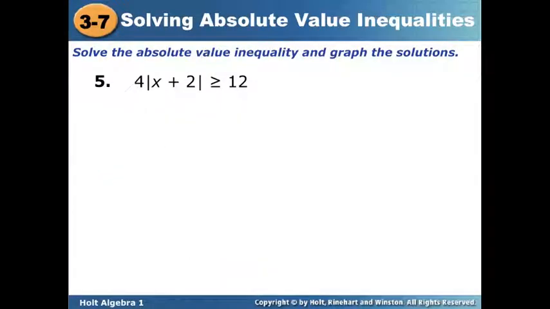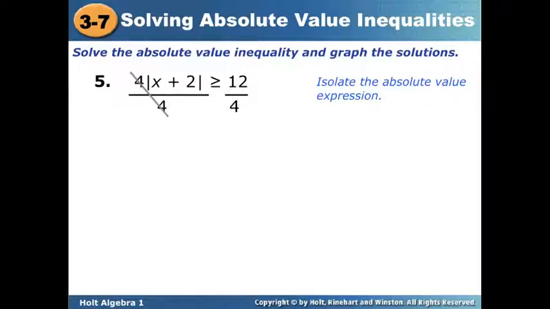Example number 5. We have 4 times the absolute value of x plus 2 is greater than or equal to 12. Be very careful that the 4 will not distribute to the x and the 2. The distributive property does not work with absolute value bars like it does with parentheses. You will need to isolate the absolute value bars by dividing by 4. So we get the absolute value of x plus 2 is greater than or equal to 3. Pause the video at this time to set up and solve the remainder of this problem.